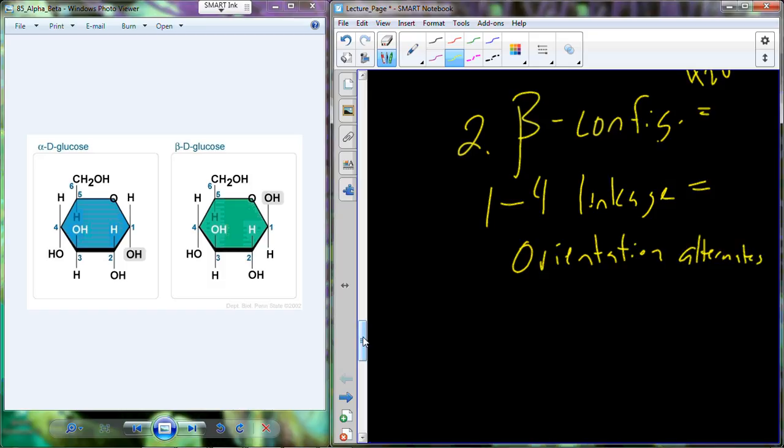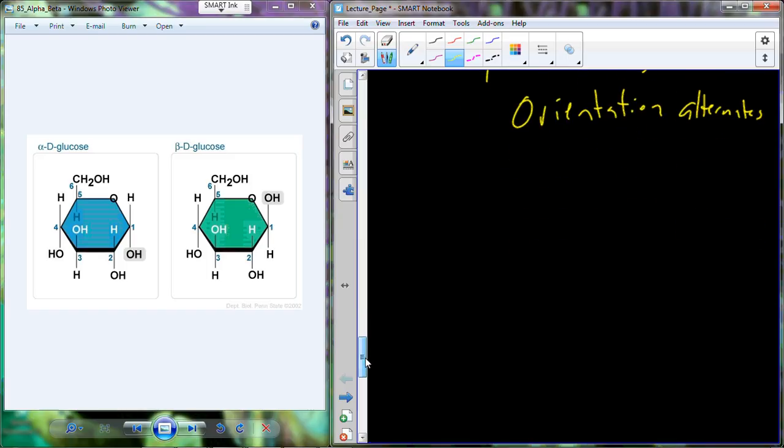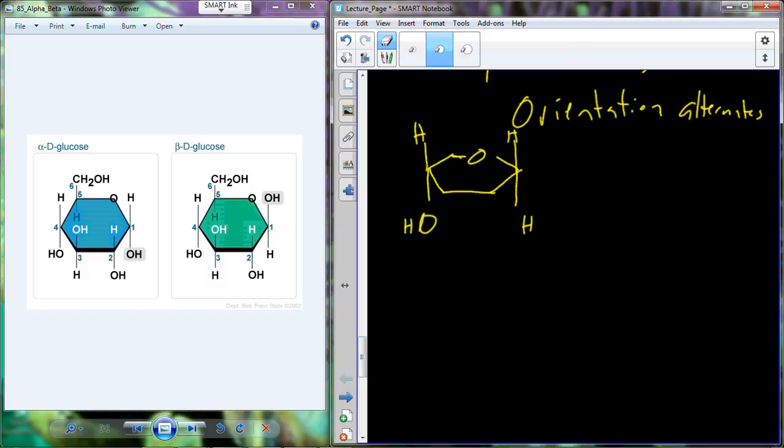Okay, so the orientation of the glucose molecules, they're rotated 180 degrees from each other. So let's try to do this. Again, I'll just draw the first and then the fourth carbon. Okay, so H and OH. So in that first carbon, OH to H.